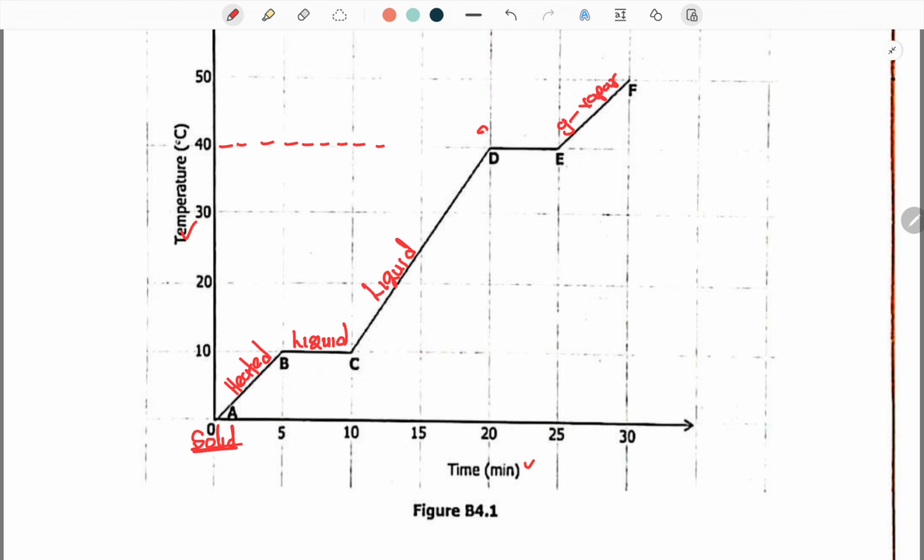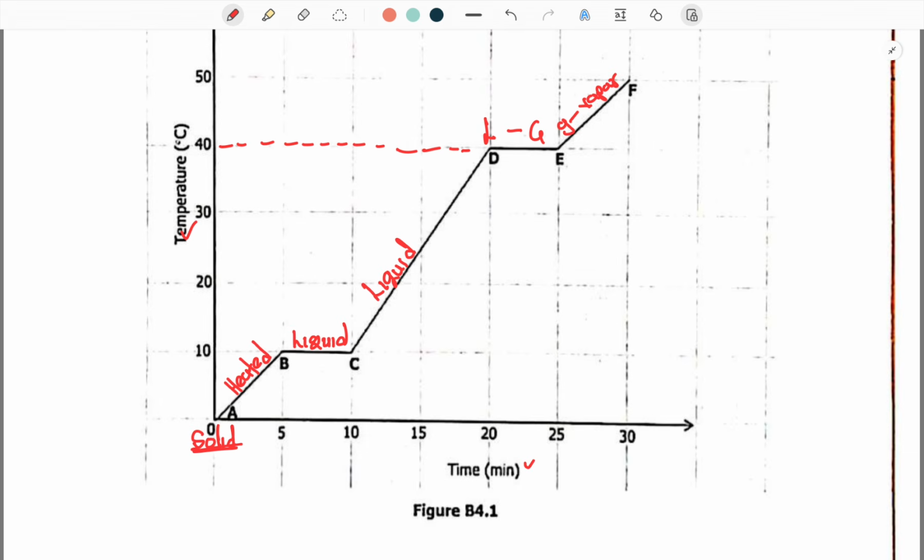Here you have a liquid. Sorry, I made a mistake. Here you have a liquid gas. How do I know? Because at this point it is boiling. It is boiling rapidly, right? At this point. So what is boiling? The liquid.